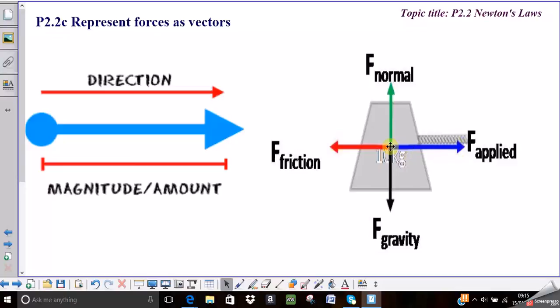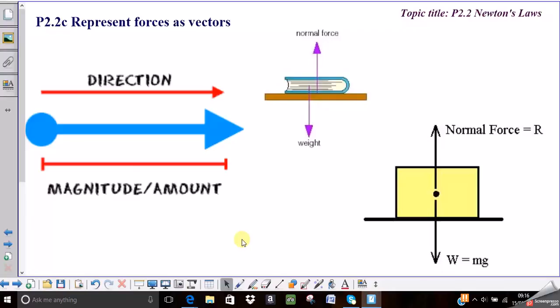So this object will be accelerating to the right, moving faster to the right, because the blue arrow is larger than the red arrow. The green and the black arrows are exactly the same. So in those situations, normal and gravity are balanced.